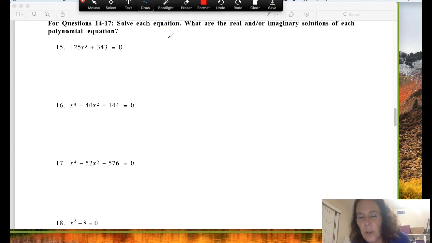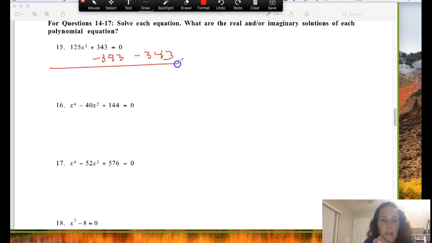All right, solve each equation. What are the real and or imaginary solutions for each polynomial equation? Now looking here, I have a cube. And one thing that you might do when you're solving a cube, let me just show you what happens when you do this. Let's say I want to get x by itself, so I subtract 343 from both sides. Now the hint here is, that's a 4 by the way. The hint here is I'm solving for real and imaginary solutions.